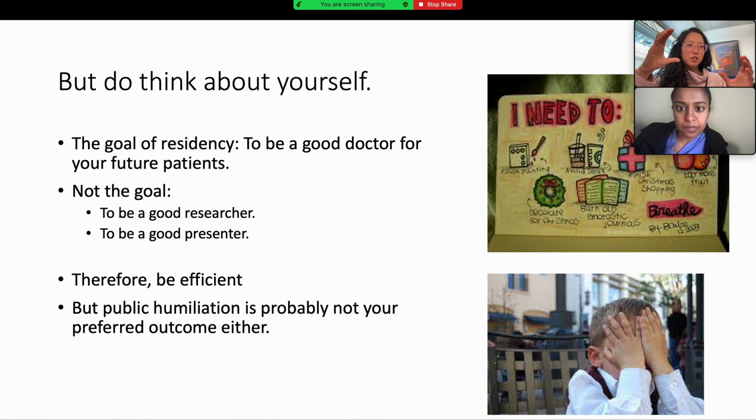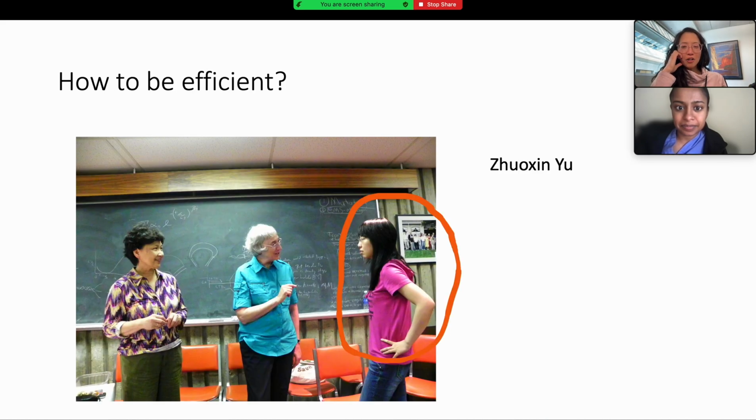I would try to not spend too much time preparing presentations, because I think there's potential for it to suck up so much time. On the other hand, public humiliation is probably not your preferred outcome either. So some amount of preparation and effort is probably what you want and aligns with your goals. So how to be efficient?